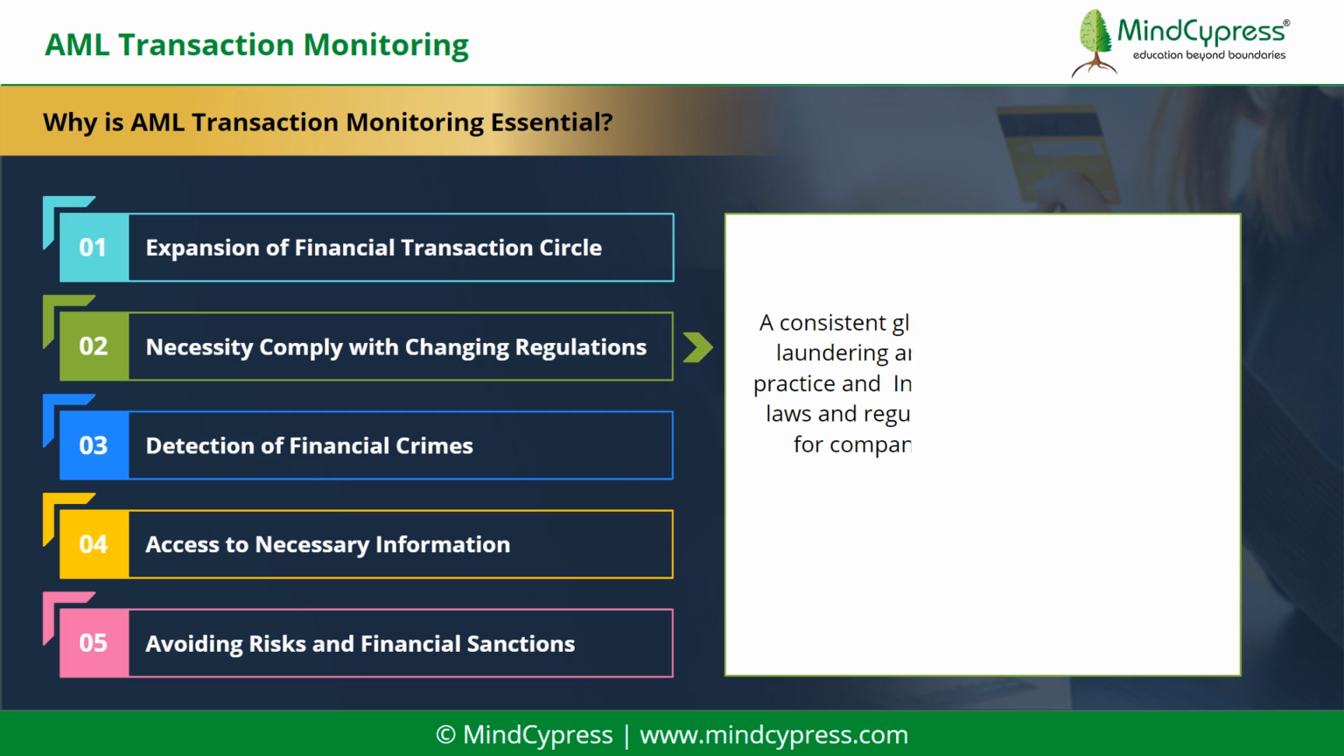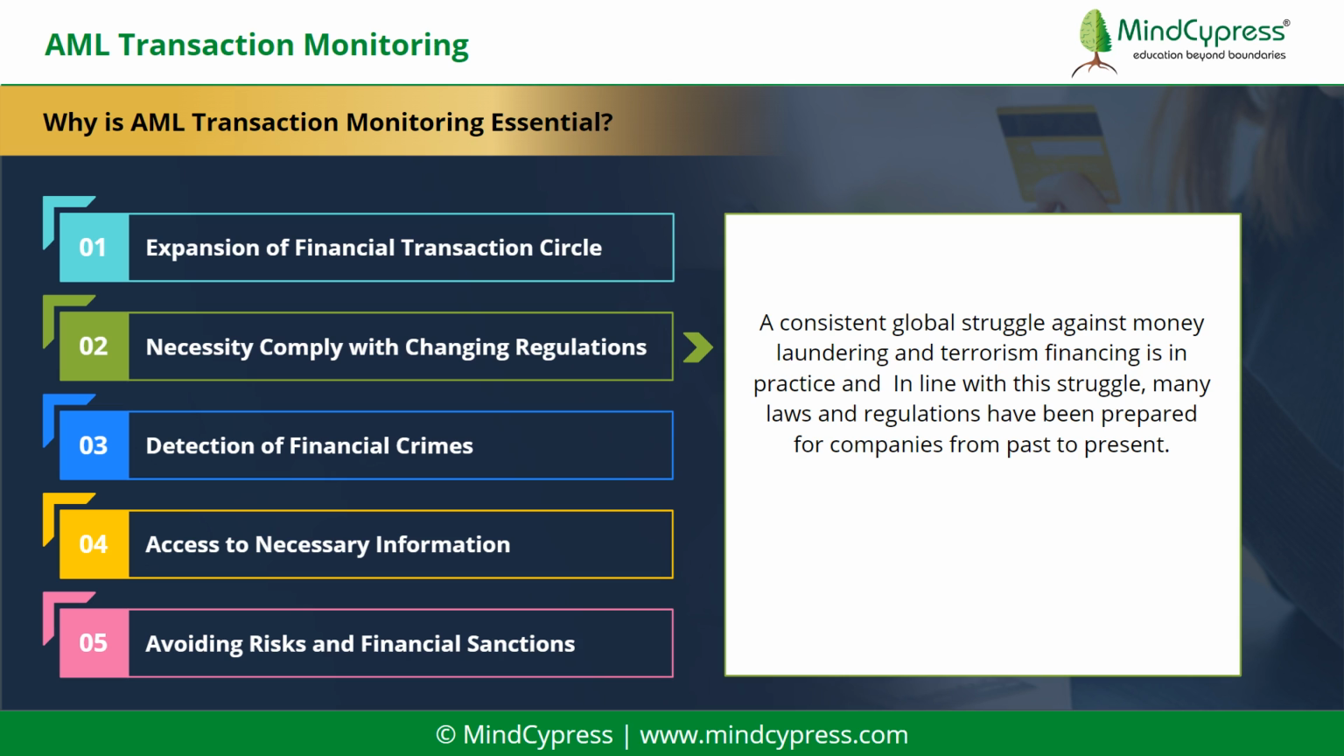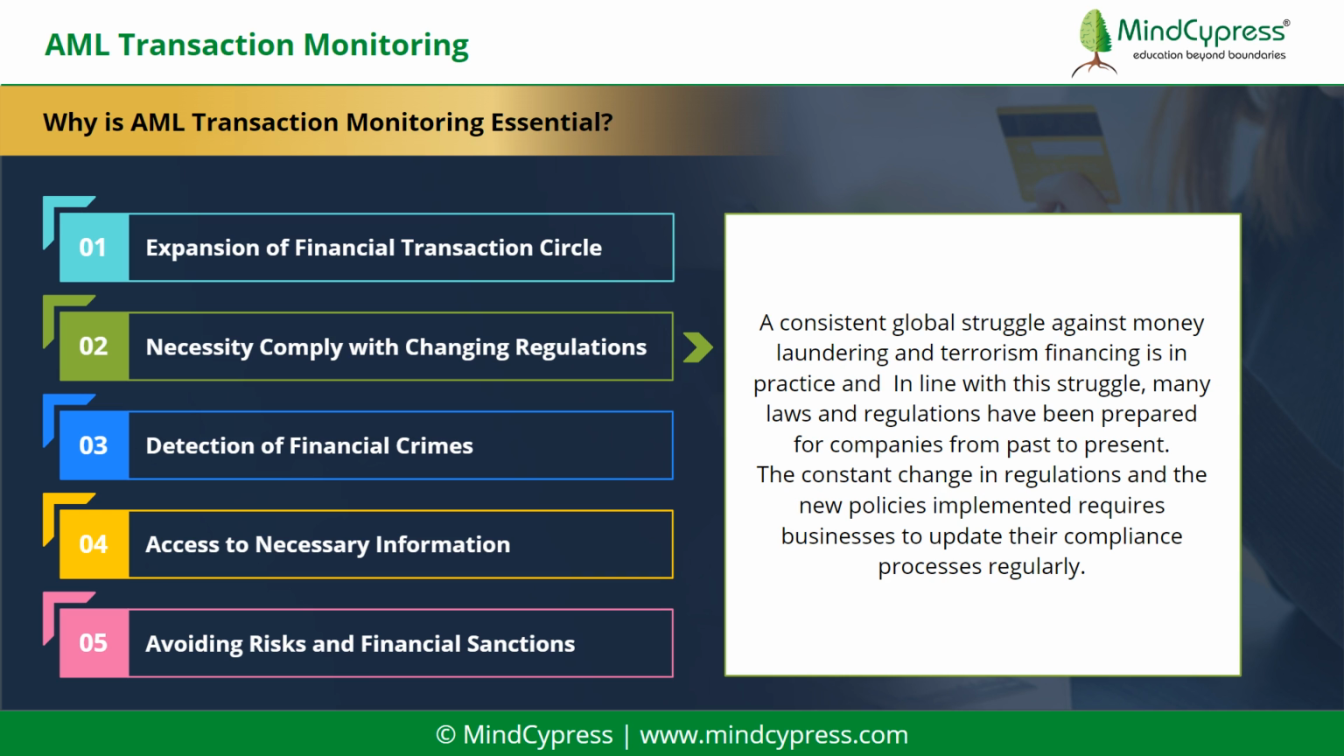A consistent global struggle against money laundering and terrorism financing is in practice, and in line with this struggle, many laws and regulations have been prepared for companies from the past to the present. So, in accordance with new global challenges, new AML regulations need to be published. Also, each country has specific AML or CTF regulations prepared by the government. For example, there are currently about 9 act plans in the U.S. Congress with AML content moving forward. The constant change in regulations and the new policies implemented require businesses to update their compliance processes regularly. In this context, compliance teams play an essential role in determining the customer risk profile in the light of new policies and procedures.